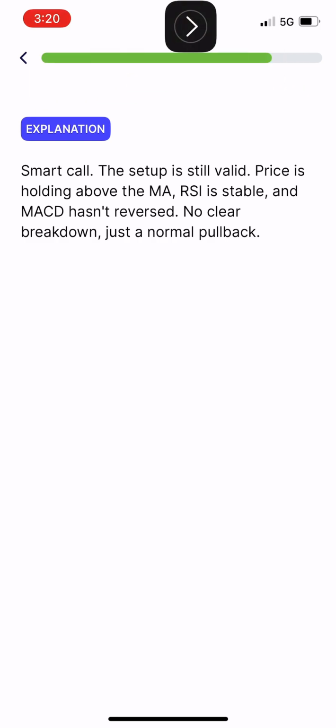Explanation: smart call. The setup is still valid. Price is holding above the MA. RSI is stable, and MACD hasn't reversed. No clear breakdown, just a normal pullback.